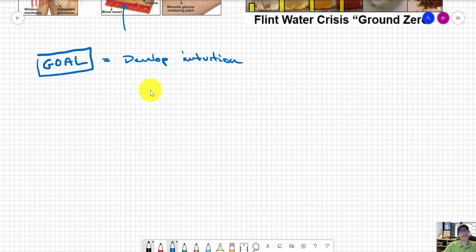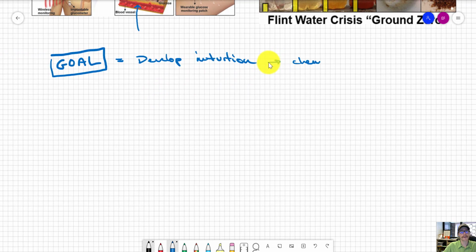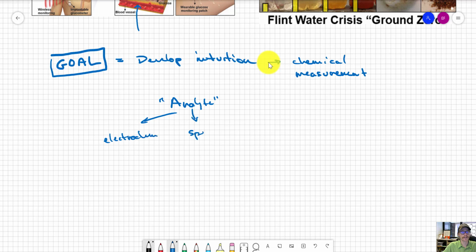But what you're trying to do in this course is to develop an intuition about chemical measurements specifically. So when you think about what is an analyte, and what about the analyte lends itself to different methods of measurement? Can we measure that thing with electrochemistry? Can we measure it spectroscopically, meaning does it have color? Does it absorb light? How do we separate that thing, that analyte, from a mixture of other stuff? So that's where we're starting to develop an intuition.